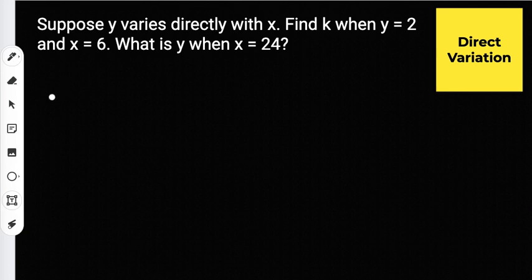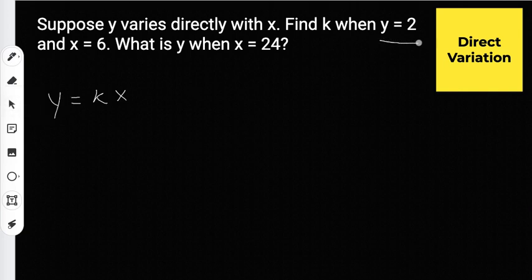So whenever we use direct variation, we're going to use the equation y equals kx. Y equals k times x. And what I want to do with this is start off by plugging in. They give me information in the problem that I need to let x and y and k be. So the first thing it says is, find k when y equals 2 and x equals 6.